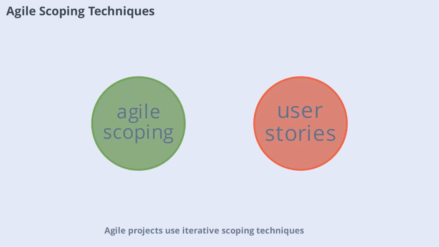Agile projects use iterative scoping techniques such as user stories and backlogs to define and manage scope. These methods allow for flexibility and continuous improvement as the project evolves. Agile scoping emphasizes collaboration and regular feedback. Let's discuss how Agile techniques can enhance your project scoping process.